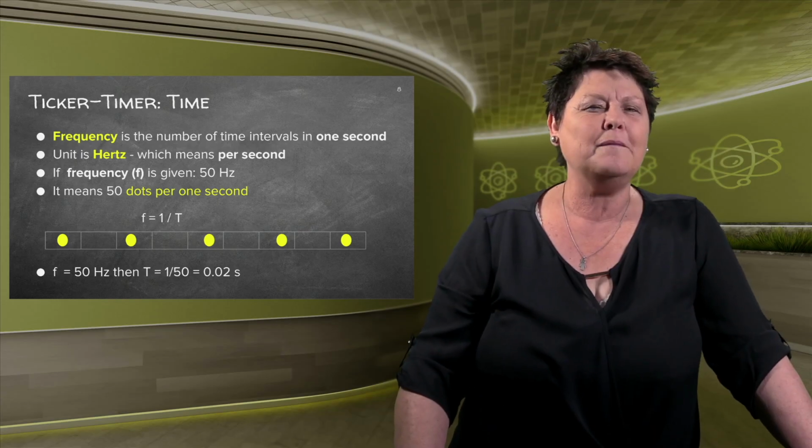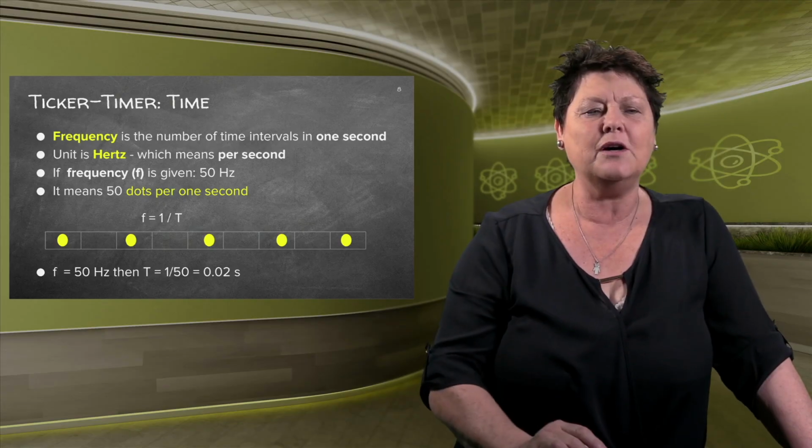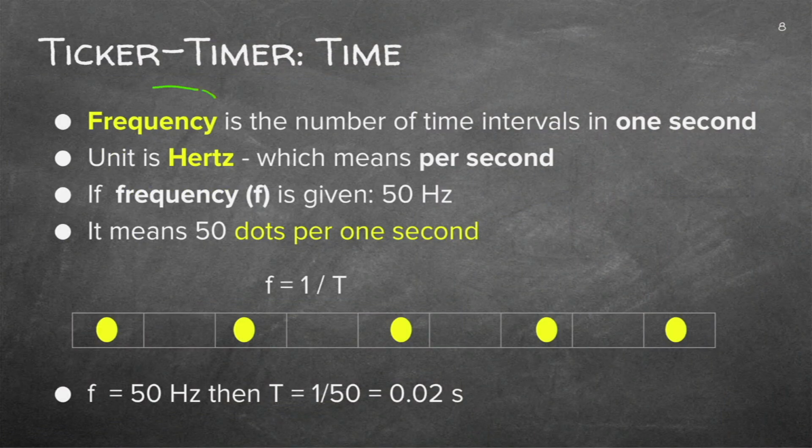Now to the more challenging part of ticker tape. The ticker timer will have a set frequency. Now, frequency is measured in hertz. And you'll see that was a man's name. They actually named the unit to celebrate the work that Mr. Hertz did. And that means per second. Important, I'm going to rewrite that so that you see what I'm saying.